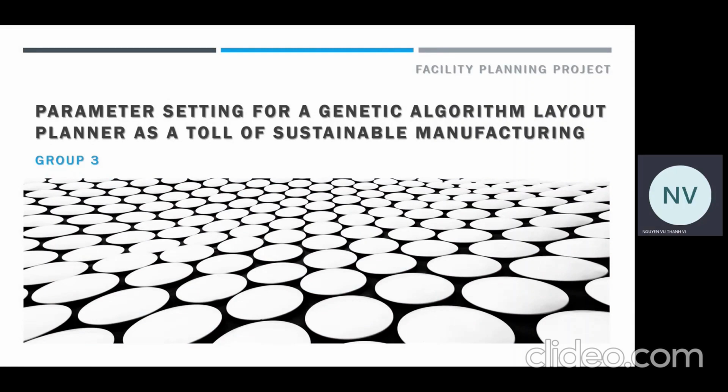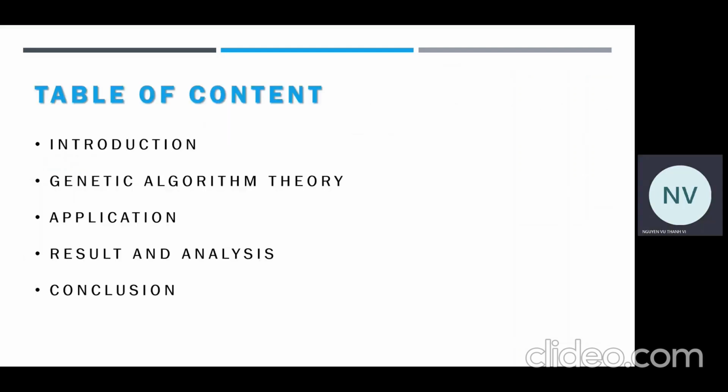Our paper is about the parameter settings for genetic algorithm layout planners, as told in the 10 modes of manufacturing. It includes an introduction. The second part is theory about genetic algorithm. The third is application to our problems. The next one will be the result analysis, and of course, the last part will be our conclusion. Now we will move to the first part, the introduction.